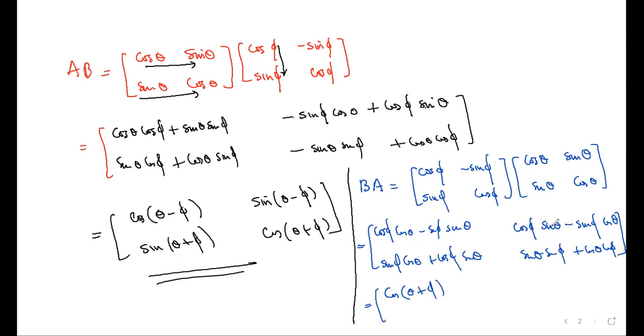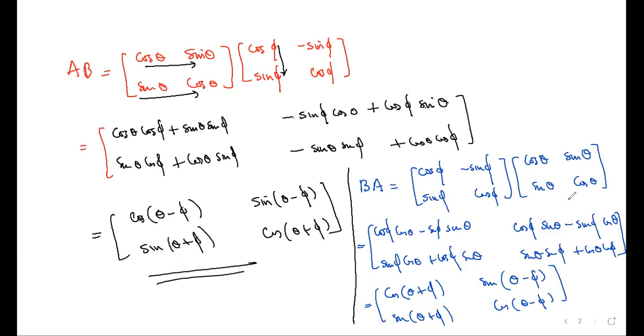This is sin of theta minus phi. This is sin of theta plus phi, and the last one is cos of theta minus phi, because the plus sign is there. Yeah, correct, no? Yes, sir.